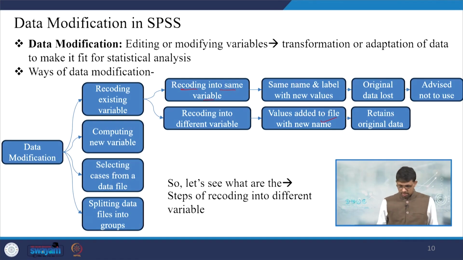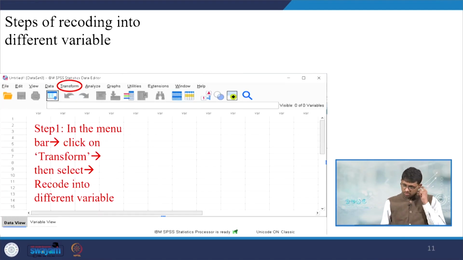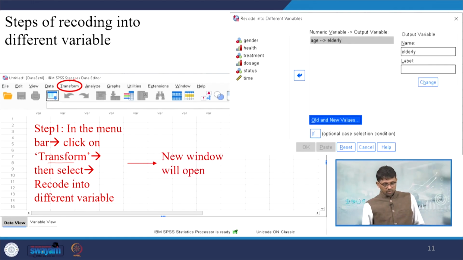Now let us see the steps for recoding into different variables. You have to go to Transform on the front page itself, so there you simply click Transform. Click here on Transform, and then it will display Recode into Different Variables, and it will open a new window. It displays a small window, like numeric variable to output variable, if you are giving any.